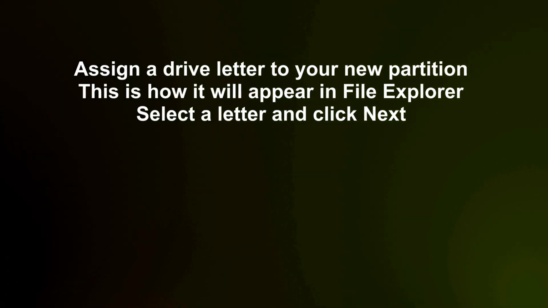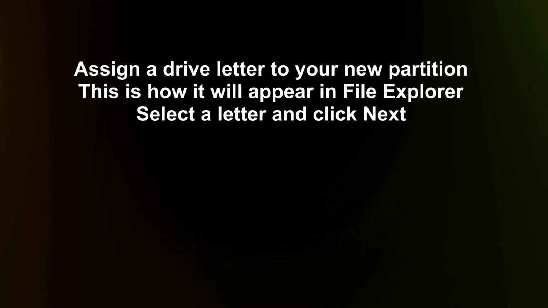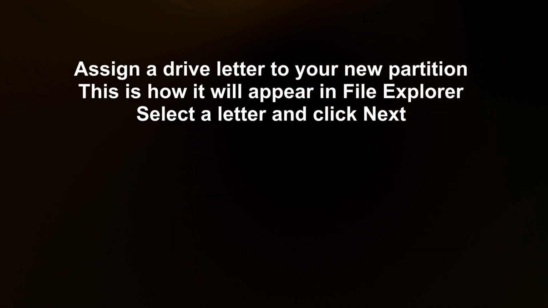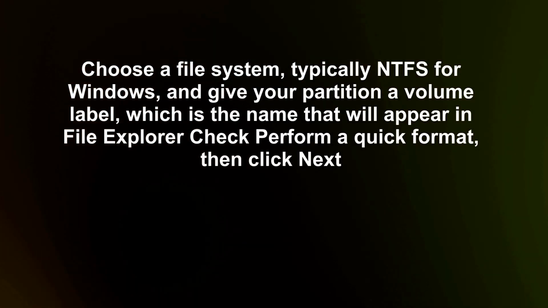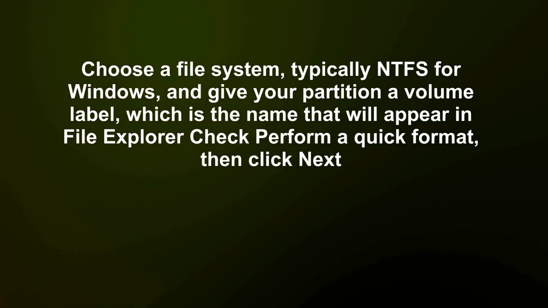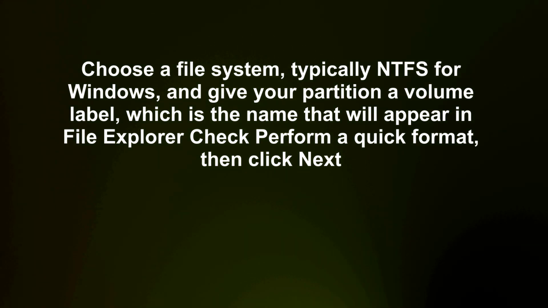Click Next. Assign a drive letter to your new partition. This is how it will appear in File Explorer. Select a letter and click Next. Choose a file system, typically NTFS for Windows, and give your partition a volume label, which is the name that will appear in File Explorer.